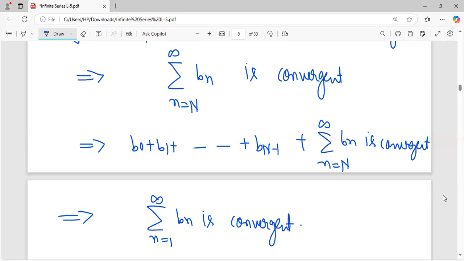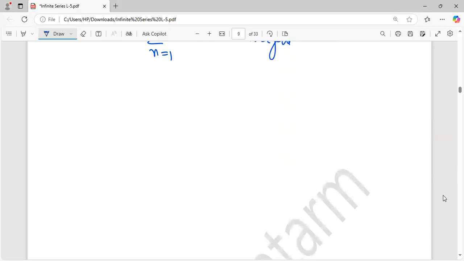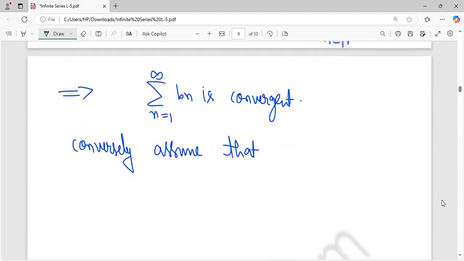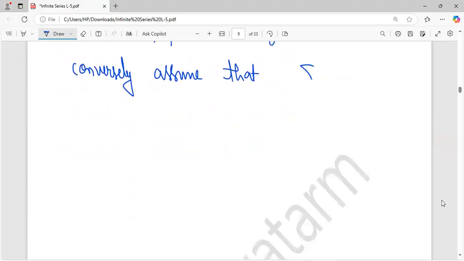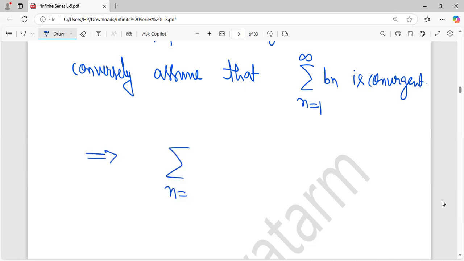Now conversely, assume that this series, summation n goes from 1 to infinity of Bn, is convergent. If this is convergent, this implies this series will also be convergent. If I truncate it, leaving finitely many terms, it will also be convergent. Okay, it will converge.